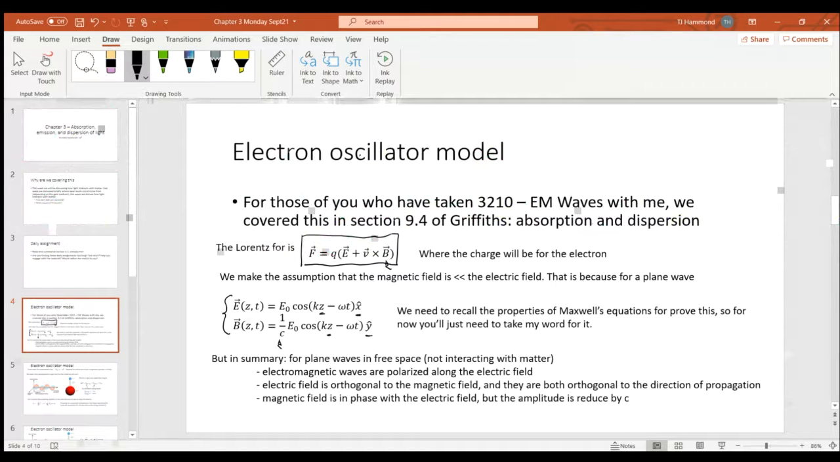But in summary, plane waves propagating in free space, they're not interacting with matter. Electromagnetic waves are polarized along the electric field. So when we talk about the polarization of light, we'll be talking about the polarization of the electric field. And that's because that electric field is 3 times 10 to the 8 times bigger than the magnetic field. The electric field is orthogonal to the magnetic field, and they're both orthogonal to the direction of propagation. And the magnetic field is in phase with the electric field, but its amplitude is smaller.